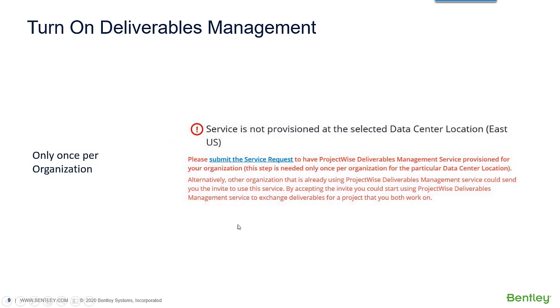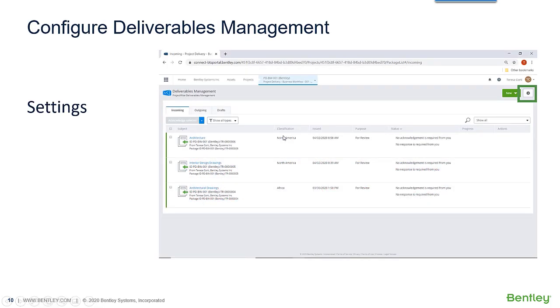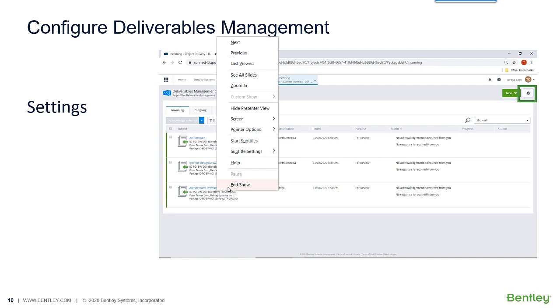If it's the first time you access deliverables management in your organization, you will have to submit a service request. Just click here on this link. It will take you to a service request page where you will just add that you want to start using deliverables management. And in a couple of days, you will have the service turned on and uploaded. As I mentioned before, this is just once per organization and for the first project that you turn on deliverables management.